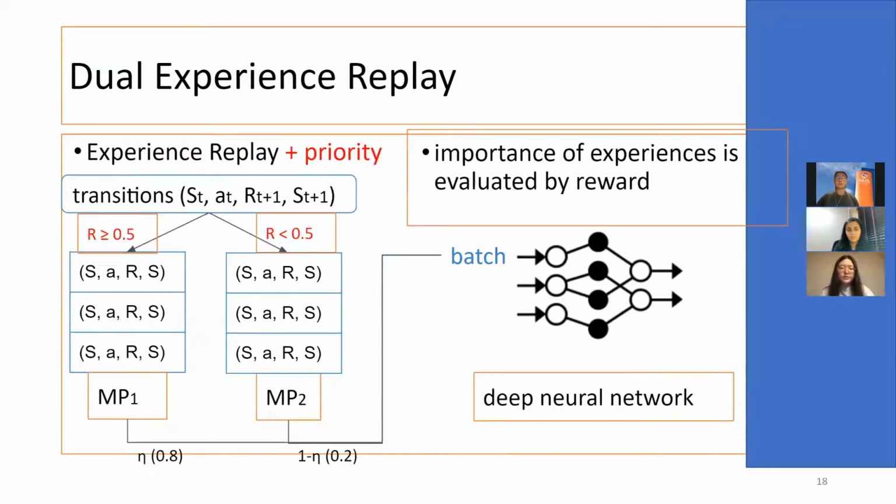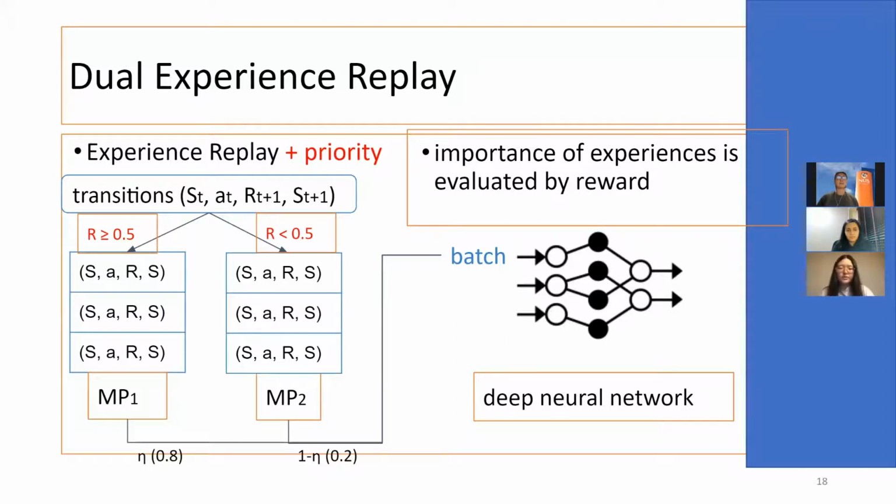Next, let me introduce the dual experience replay mechanism. As we can see here, two memory pools are used instead of just one. One memory pool is to store the more valuable experiences, which means the reward is higher than a certain threshold. And the other one is to store less important experiences. When sampling the batch from the memory pools, a larger portion will be drawn from the higher priority memory pool, MP1, and a smaller portion will be from MP2.